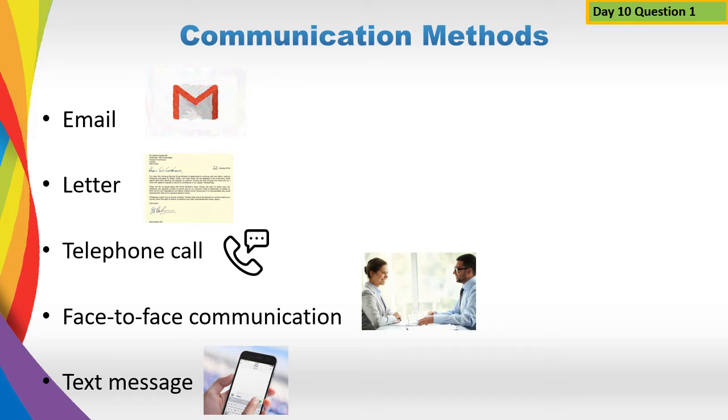So here on the screen we can see 5 different methods of communication. You should be familiar with all of these. First we have email, next is letter, then telephone call, face-to-face communication, and finally text message. You're going to be working with these different types of communication for your first question.